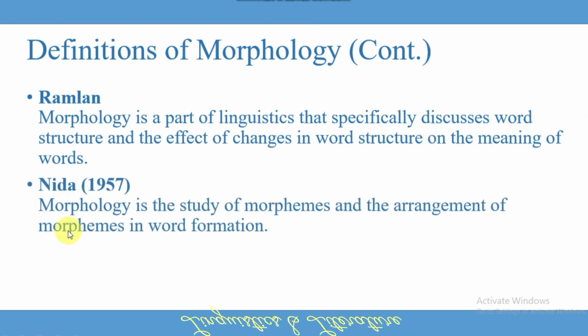Nida, 1957. He says, morphology is the study of morphemes and the arrangement of morphemes in word formation. So, a very simple definition is a study of morphemes. Morphemes means the basic units of a language, and arrangement. How should the arrangement be? What should be the structure of the word?